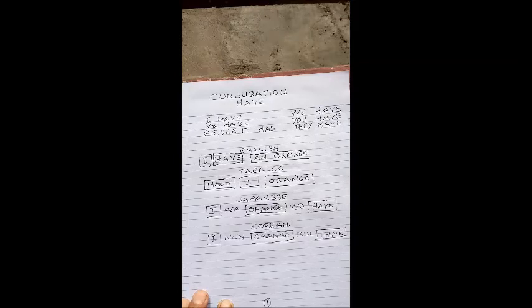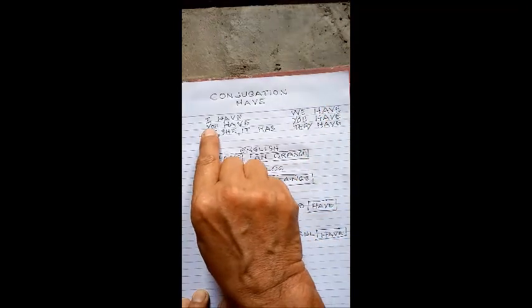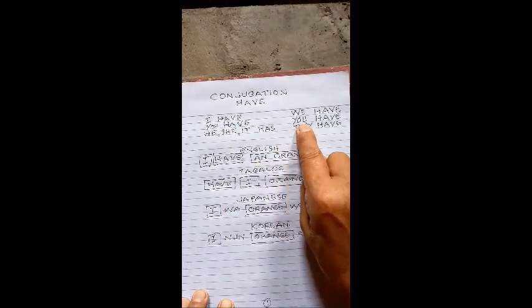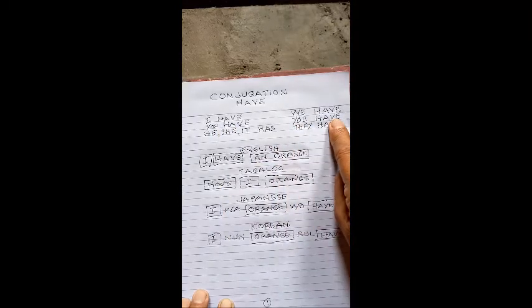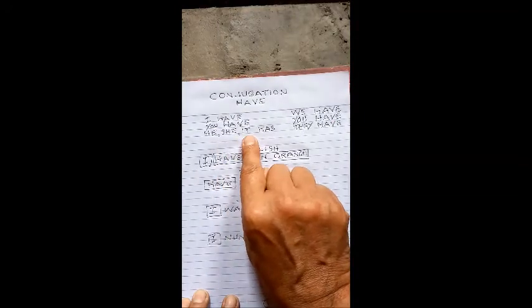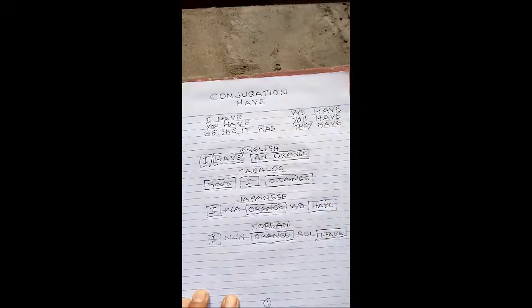So, the left portion is about the personal pronoun. I have. Pronoun is I, and the verb is have. We have, that's the plural. You have, that's the singular of you. You, plural, have. Third person, he, she, or it has. They have.